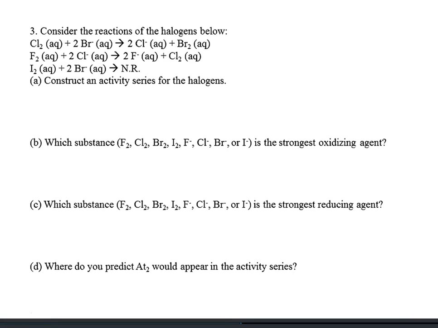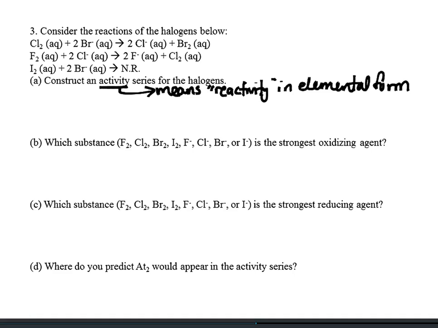Now we have our halogens here. This is similar to the activity series for the metals, but instead of talking about the metal activity, we're talking about the non-metal in its elemental form activity. So activity means reactivity when it's in its elemental form, not an ion, but in its neutral form. So we're talking about the reactivity of chlorine, Cl2, bromine, Br2, fluorine, F2, and iodine, I2.